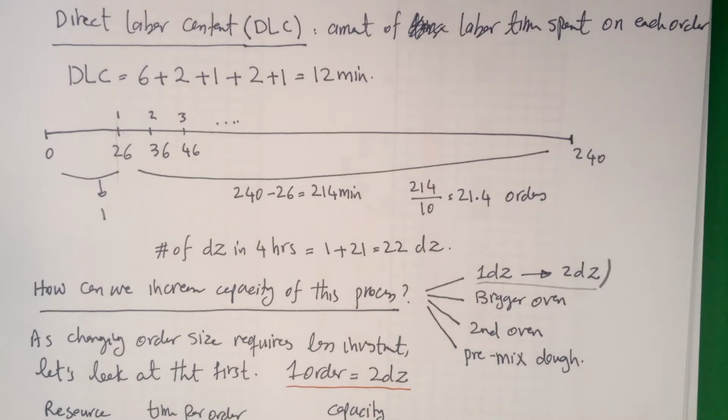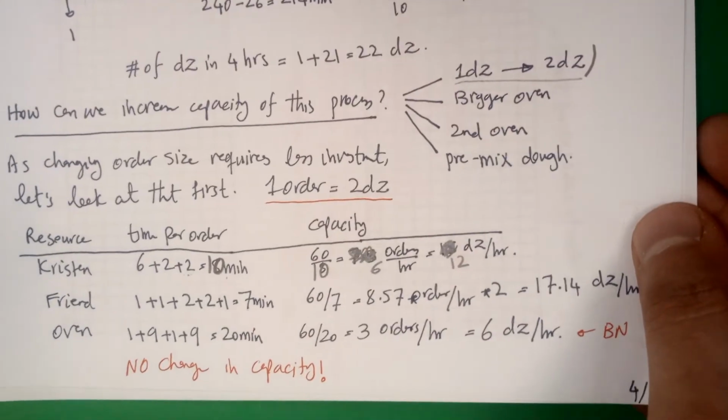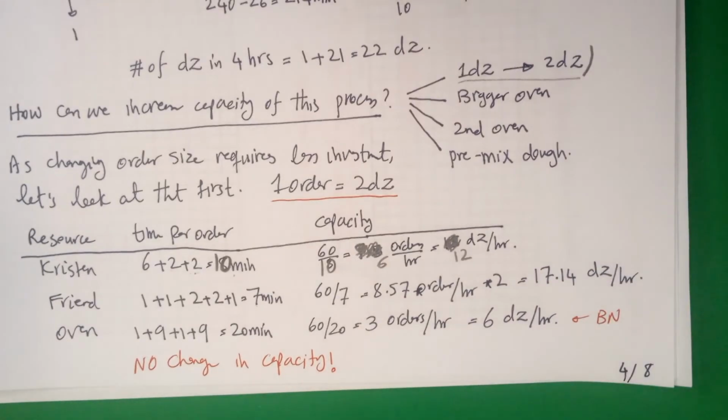And the big part of process analysis is how can I improve the process? Specifically, we are going to focus on improving the capacity of the process. These are different suggestions that usually come up in every class. Well, instead of 1 dozen, have an order size of 2 dozen. Make customers order in 2 dozens, or use a bigger oven, or buy a second oven, or pre-mix the dough. Let me go over these very quickly before focusing on just one of them.